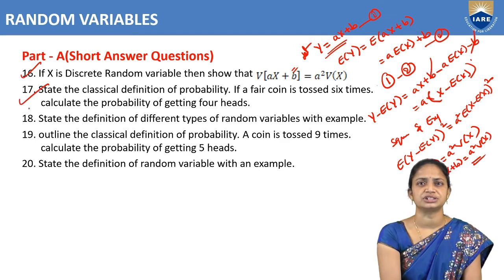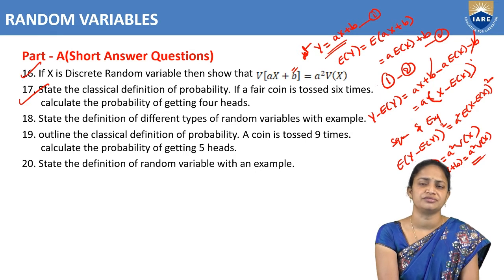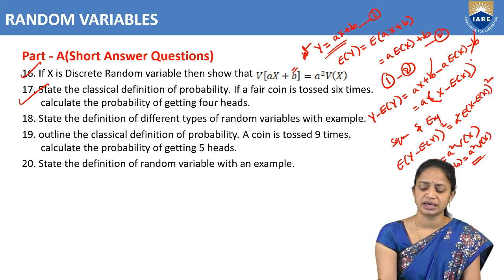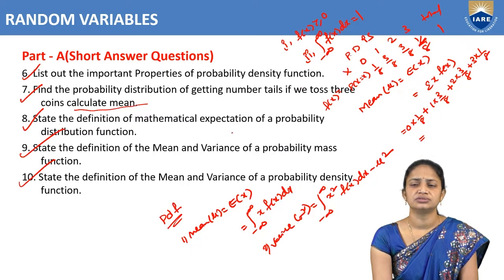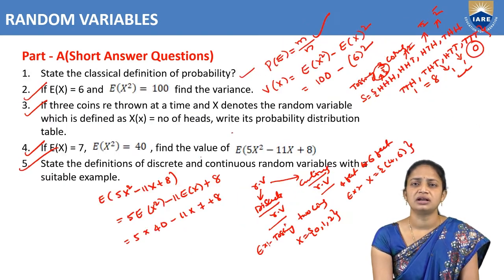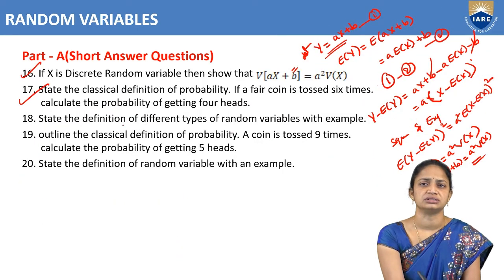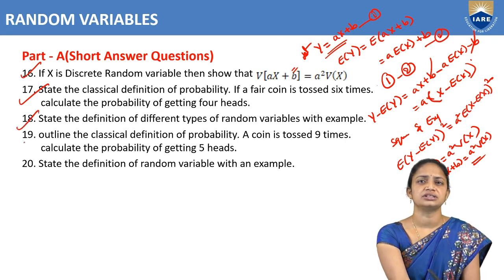Now coming to the next question, state the classical definition of probability. The probability definition is P of E equal to m by n. If a fair coin is tossed 6 times, calculate the probability of getting 4 heads. This is the same problem as the third question, so like the third question we can calculate it, and this is also the same.